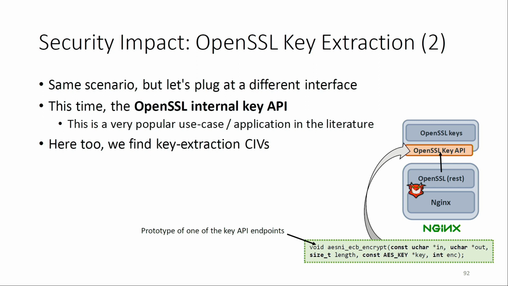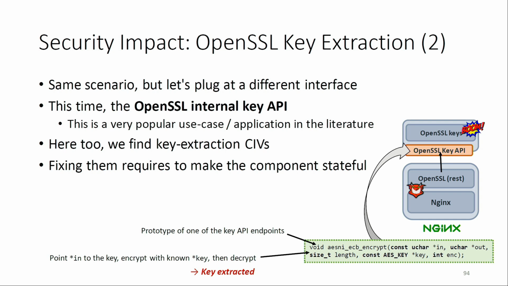Unfortunately, here too we find several CIVs. Take a look at this function of the internal key API. I only put the signature for simplicity's sake because it's written in perl-generated assembly. But you can manipulate the in pointer to point to the key that you cannot directly access, encrypt with a known key, and then decrypt to get the secret. Hence here, once again, attackers that manage to compromise the application are likely to be able to easily extract the key. Unfortunately, fixing these CIVs requires making the compartment stateful, which is a fairly drastic design change.